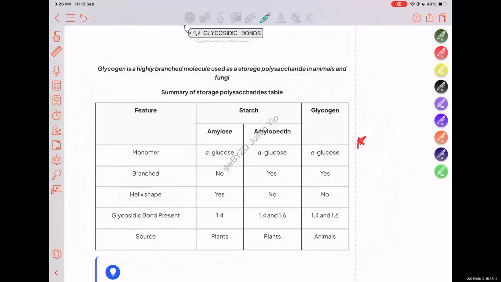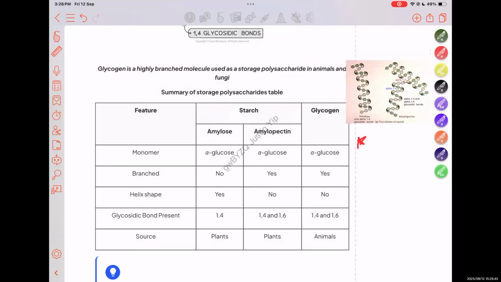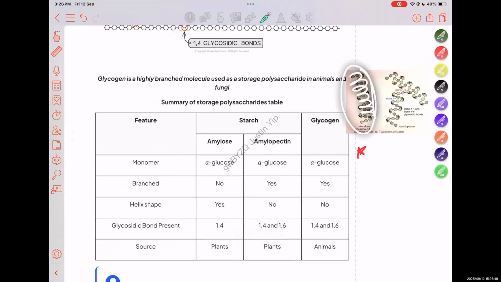Let me find a picture for you for the helix shape. A helix shape is like a spring. I'll paste it here, so during revision you can refer to it. This is called a coil, or we call it a helix. You see, they are twisted like a spring.